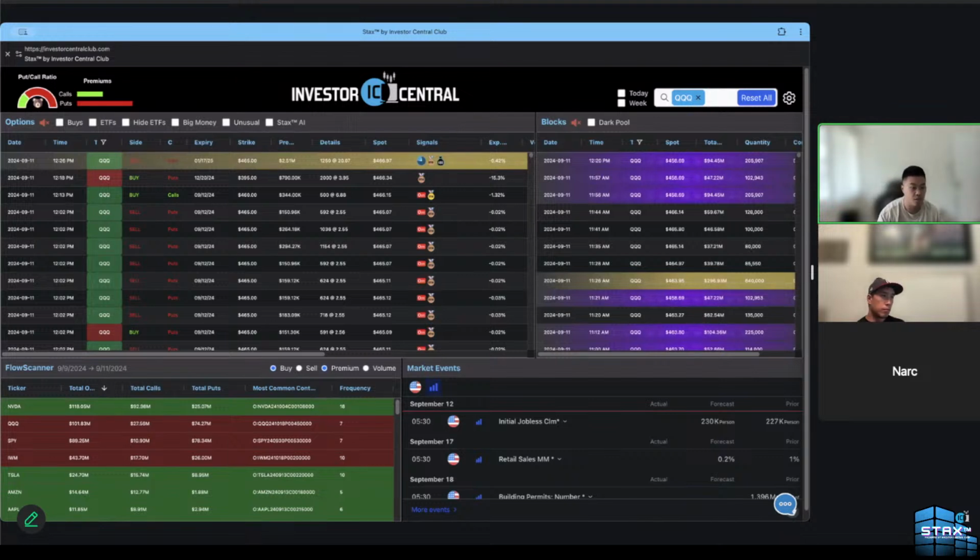So it's not a blind bias, because it tells you these are real traders making these actual trades.